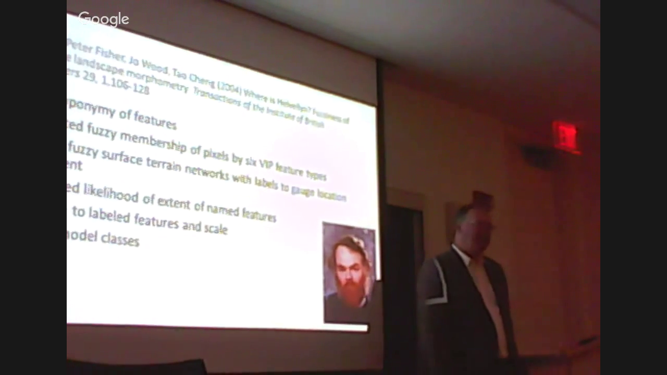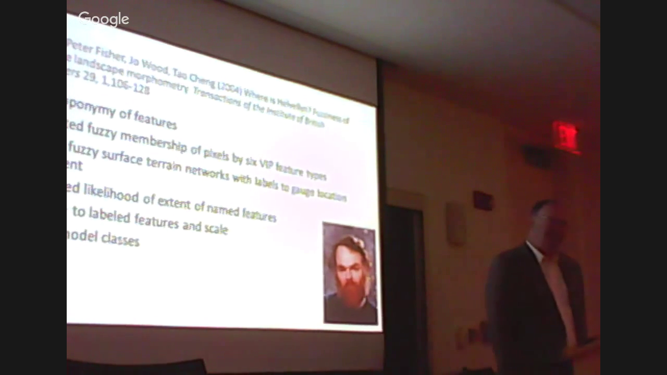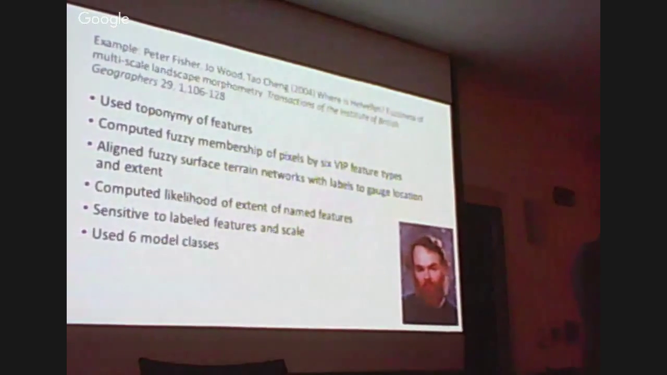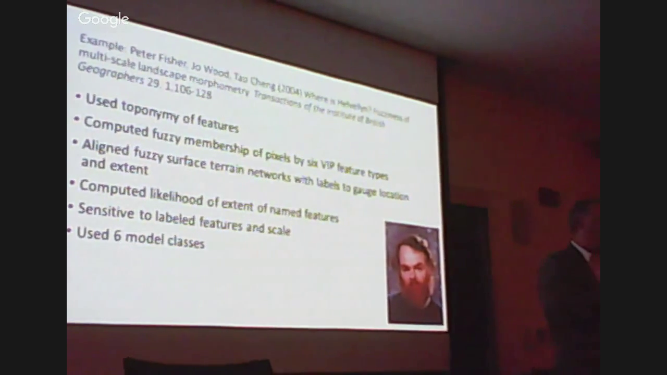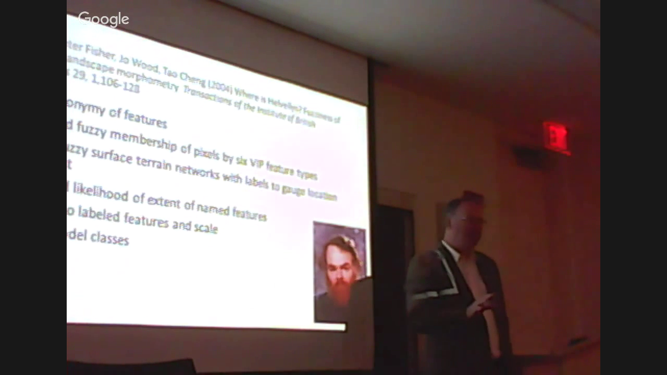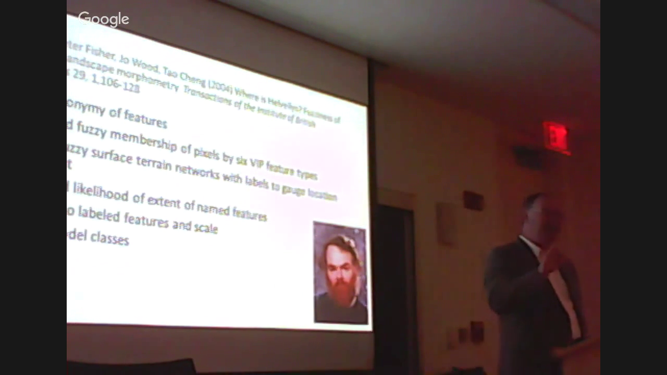So let me just cite one of these, partly as a tribute to Pete Fisher, who died last year. This paper in 2004, "Where is Helvellyn? Fuzziness of multiscale land morphometry," was kind of a key paper in this early work. And here he used the toponymy of the features themselves. So what's a mountain? What's a ridge? He computed for 6 different feature types the fuzzy membership values of each pixel into those different feature types. And then he aligned the fuzzy surface terrain network with labels to gauge the location and extent of the regions. So now we can use them to fuzzily define Maxwell's regions on the surface, and therefore to actually compute the extent of things like mountains or valleys.